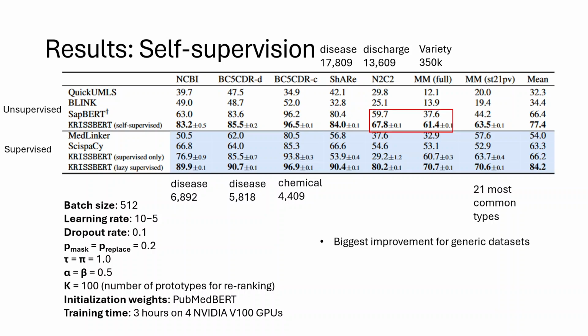And what they observe is that, first of all, they obtain the biggest improvement for generic datasets, which is very important because it is easy for the system to detect, using strict matching or similar approaches, diseases or drugs in a corpus full of diseases and drugs. But it's not that easy if this information is mixed with other types of entities. And the second thing is that the self-supervised approach, without using any gold standard, any labels, does better not only than the unsupervised methods, but also the supervised ones.